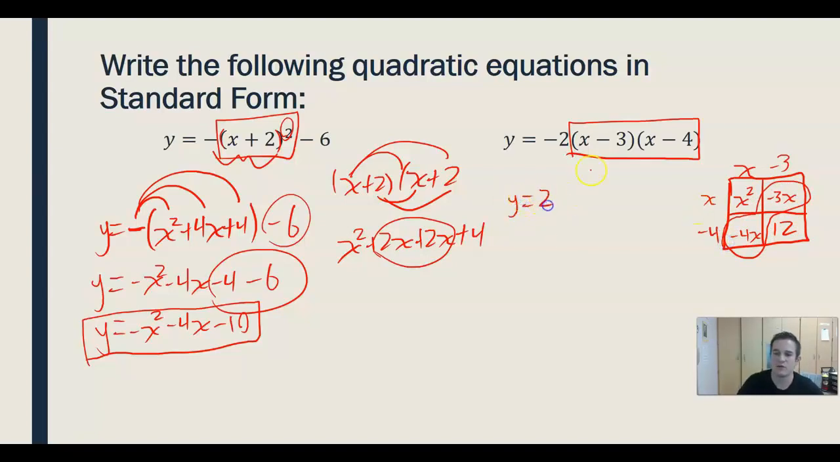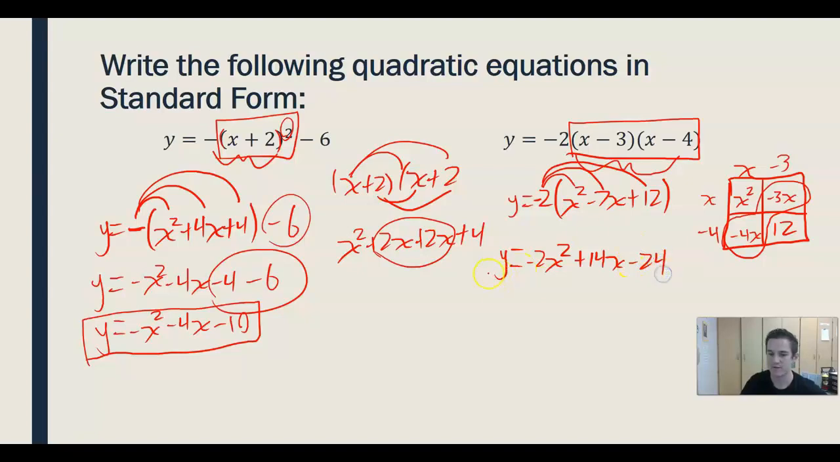So I'm going to write y equals 2, and then all of this changes into x squared minus 7x plus 12. Okay. Next, this is a negative 2. This negative 2 needs to be distributed and multiplied by everything inside of this parentheses. So I'll have y equals negative 2x squared. Negative 2 times negative 7x is a positive 14x. Negative 2 times 12 is a negative 24. So my standard form of that quadratic is y equals negative 2x squared plus 14x minus 24.